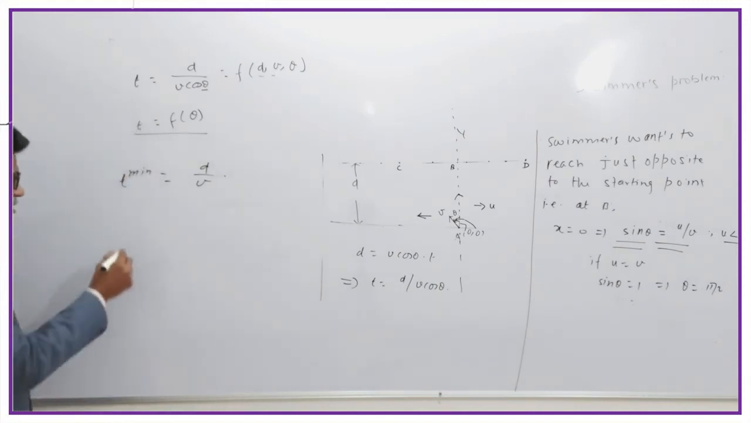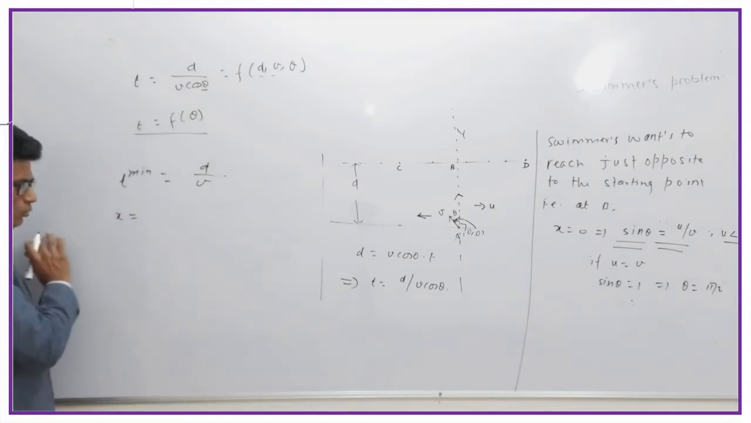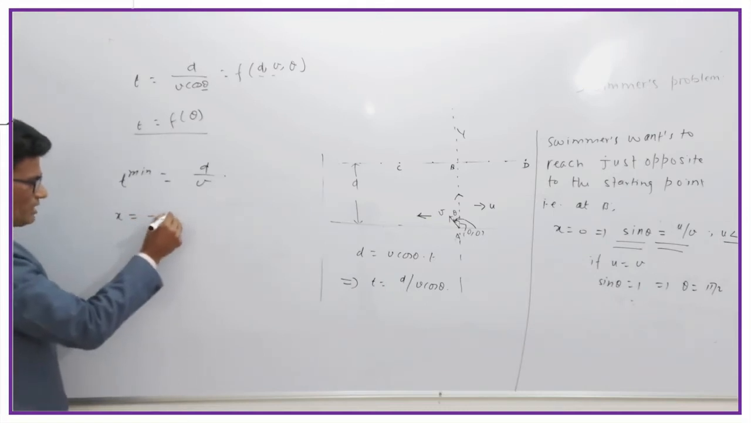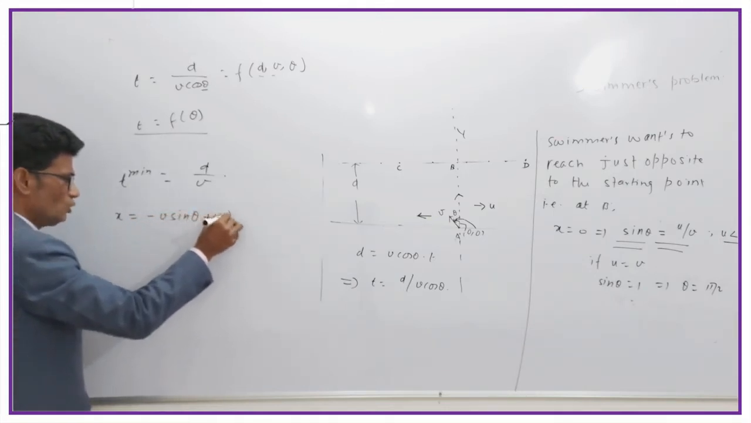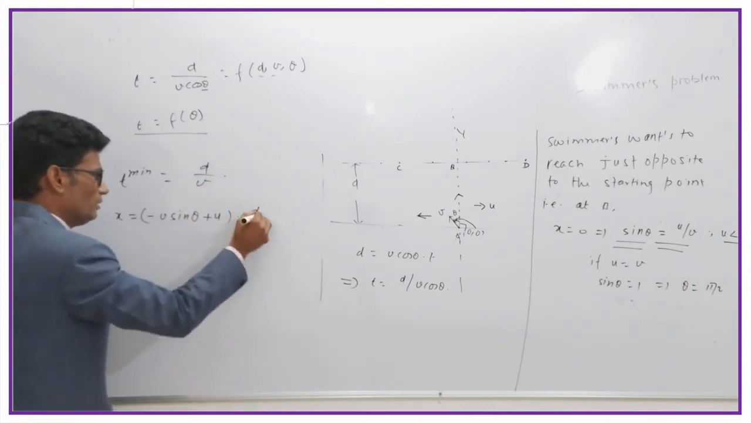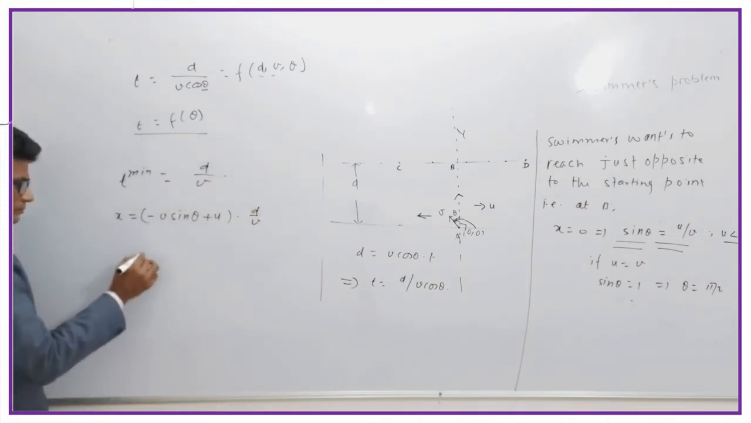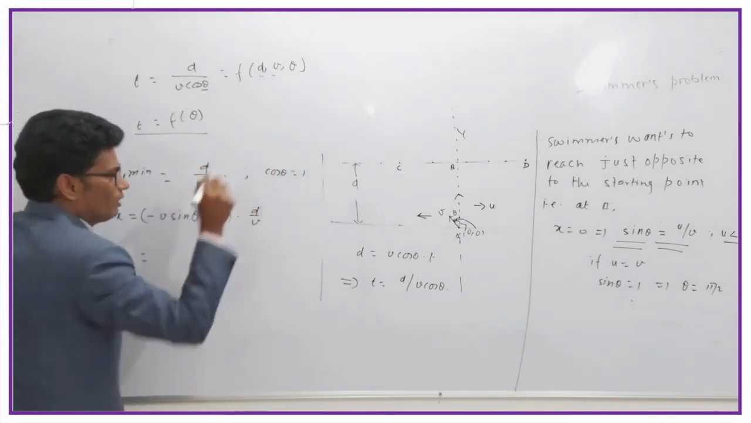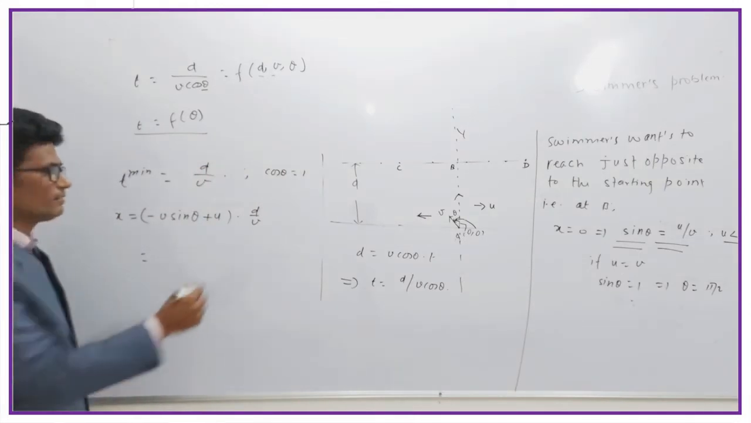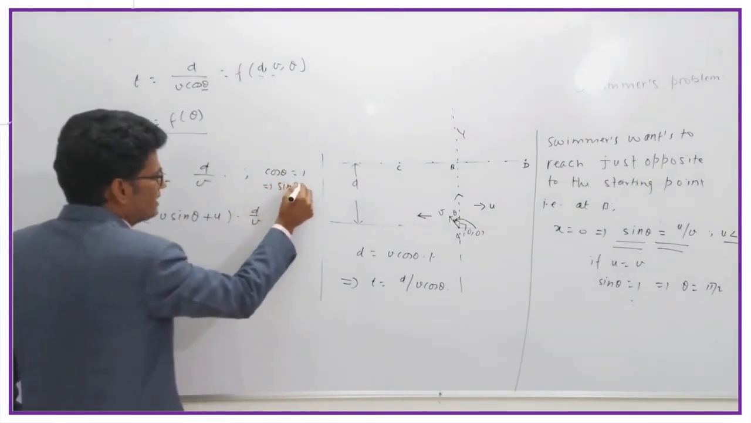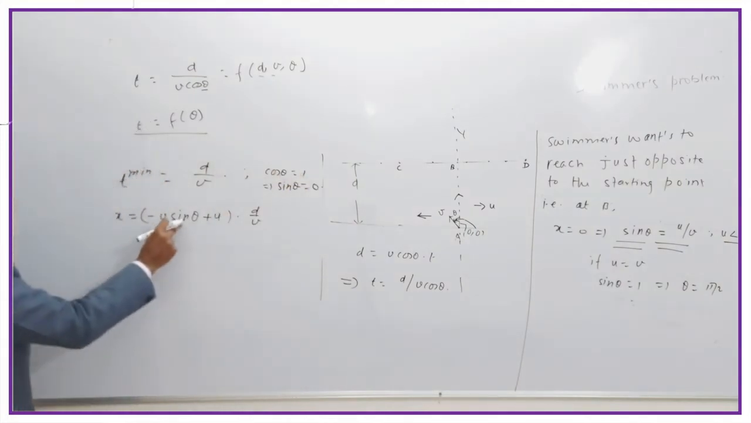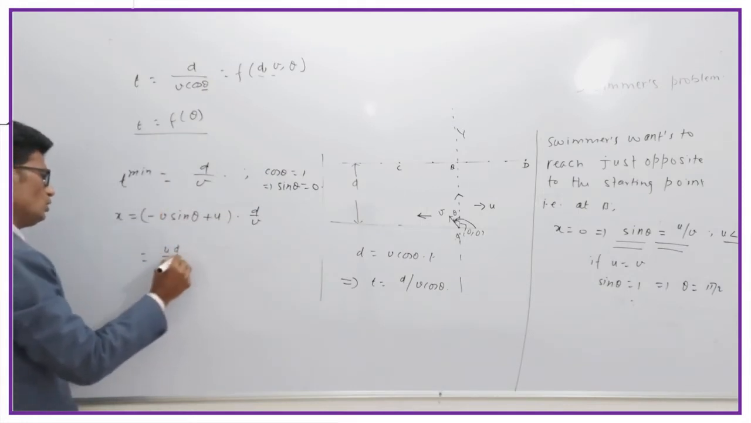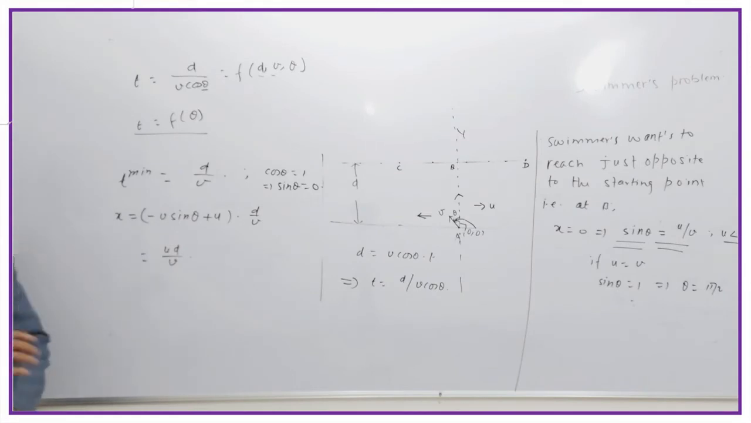Okay. So the x coordinate now, x equal to, as we had used earlier in this class, minus v sin theta plus u into t. T comes out to be the minimum d over v. Look at here how this d by v comes out. If cos theta is equal to 1, then this implies sin theta is 0, and vice versa too. So sin theta is 0, so the first term comes out to be 0. This comes out to be ud over v.